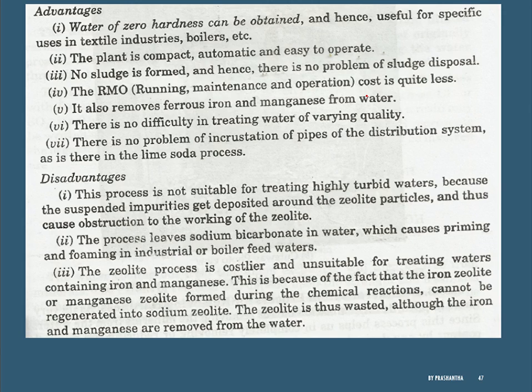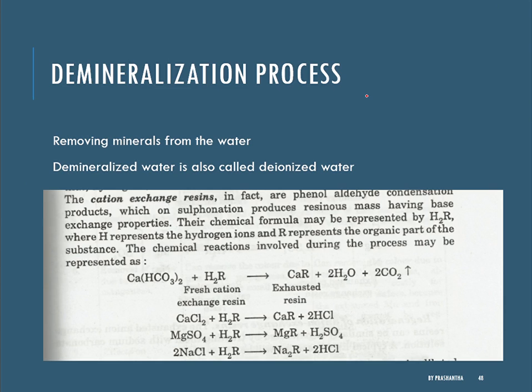Right. So the disadvantages: the process is not suitable for highly turbid water because the pores will be blocked because of the turbidity. The process leaves sodium bicarbonate in the water. Right. And the zeolite process is costlier if I have to use it for treating iron and manganese. So these are the advantages and disadvantages.